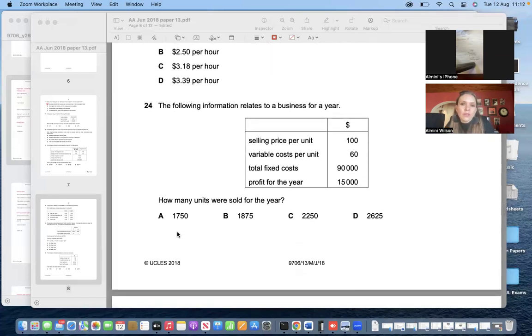24, the following information relates to a business for a year. How many units were sold? Okay, so let's just see what we can do with this one. Selling price, variable cost. Remember, then you can get contribution per unit, total fixed cost, and then profit for the year. So let's go see what little formula we can use here.